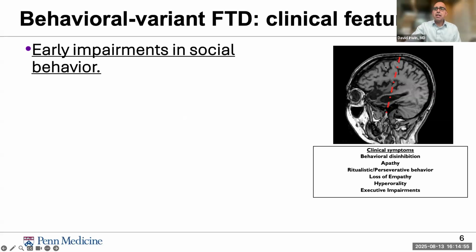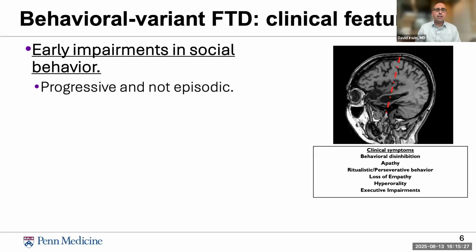What's shown here is an example of an MRI with characteristic knife-edge atrophy, or significant frontotemporal atrophy, and the core clinical features of diagnostic criteria for behavioral variant FTD, which we'll carry through the slides. But first I want to emphasize the main clinical features of the behavioral variant. This is really defined by early impairments in social behavior, things that are more difficult to measure and need to be characterized by a careful history and sometimes serial exams to demonstrate that it's progressive and not episodic.